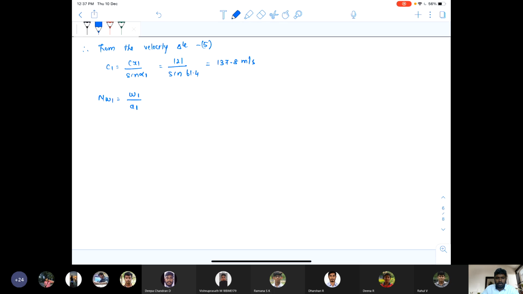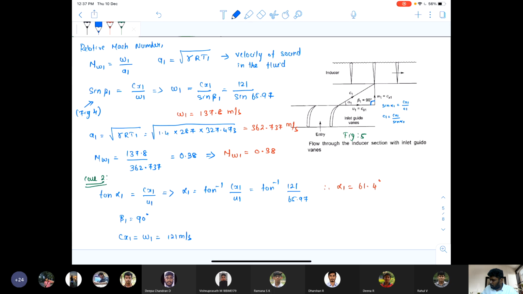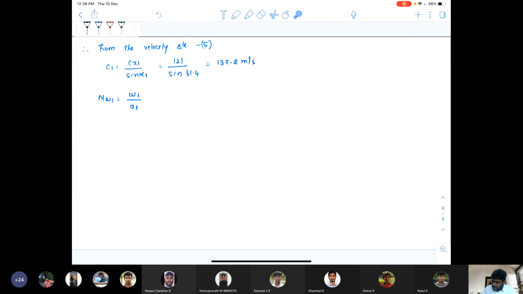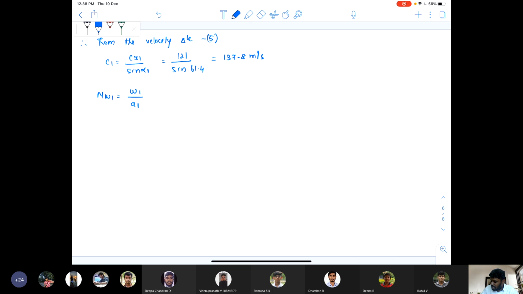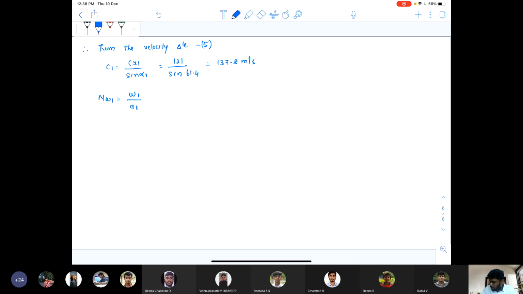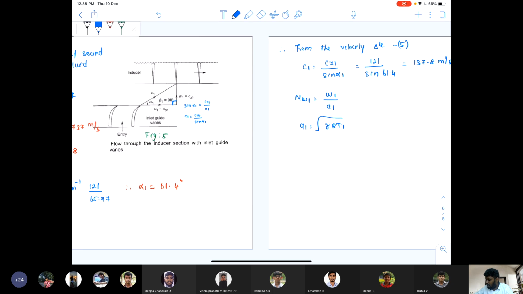MW1 is equal to W1 by A1. We have found the value of W1 as Cx1, which is equal to 121 meter per second. But the value of A1 you should find. The value of A1 will be equal to root of gamma RT1. Now, keep in mind that you cannot substitute the value of T1.